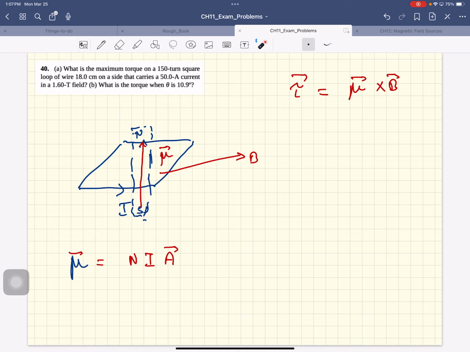So this thing, the maximum torque is that. And the magnitude of the torque is mu B sine theta, where theta is the angle between mu and B. So what is the maximum torque? For maximum torque, theta is 90 degrees. The magnetic field would be like that, and there is the torque, and it's trying to turn this guy toward the magnetic field. So torque max is mu B.